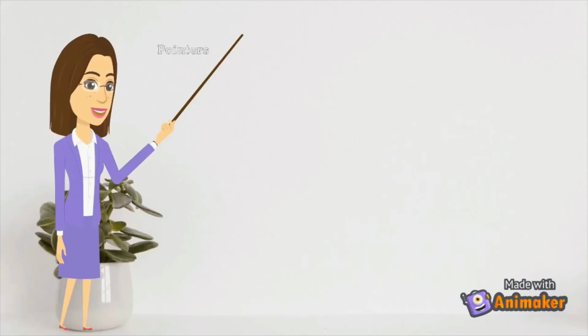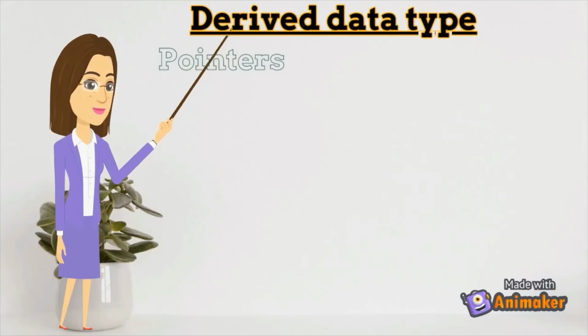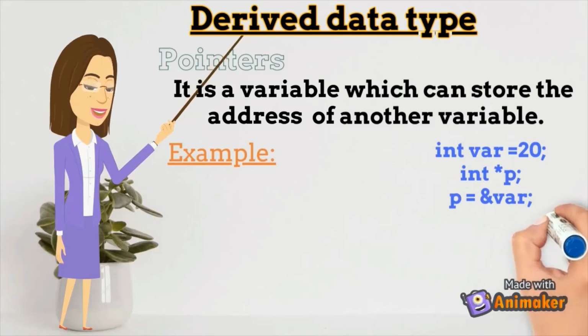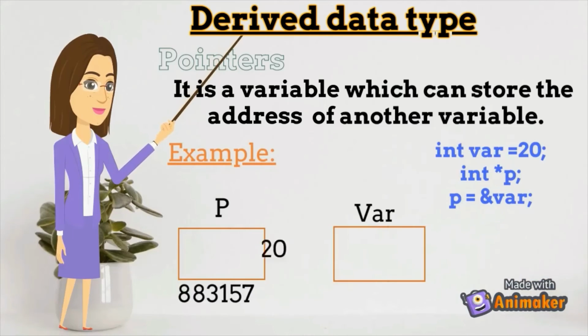Next we have pointers in derived data type. A pointer is nothing but a variable that can store the address of another variable. In this example we can see two variables, they are p and var. And in this, variable p stores the address of variable var.